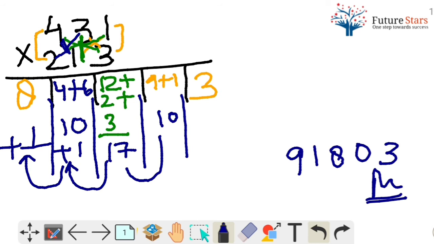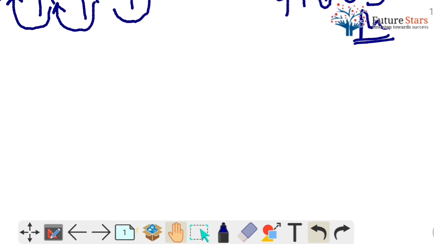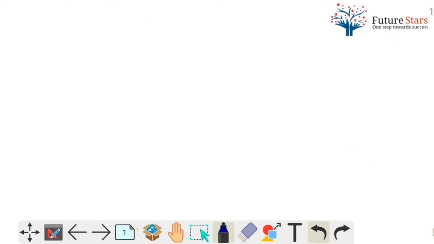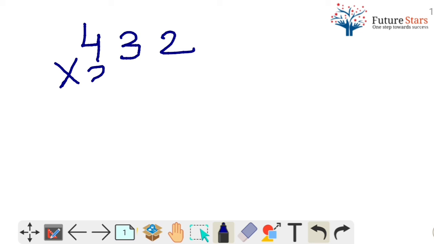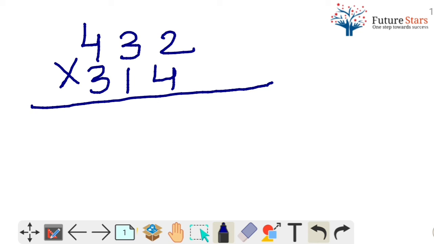Okay, so I hope you understood this method. This will take a lot of practice, but ultimately you can do this faster than a normal mathematic question. Okay, so I'll give you one more question. Try to do it by yourself: pause the video, copy the question, and then I'll make you solve it. 432 into 314. Okay, you can copy the question and pause the video, and then we'll check the answer.